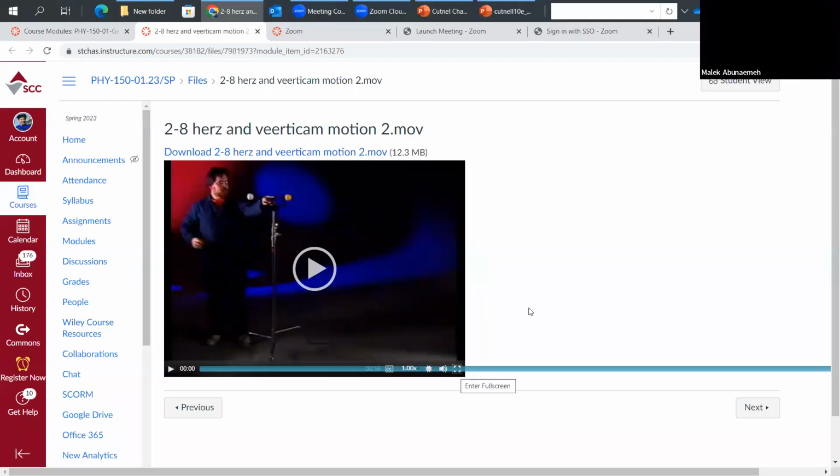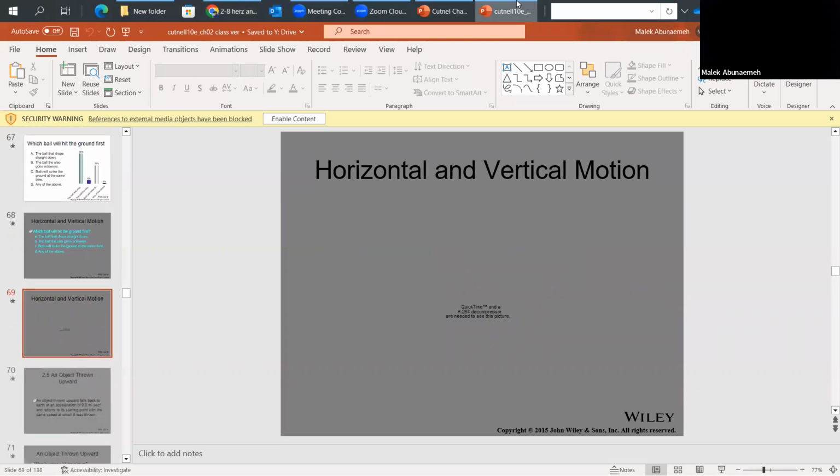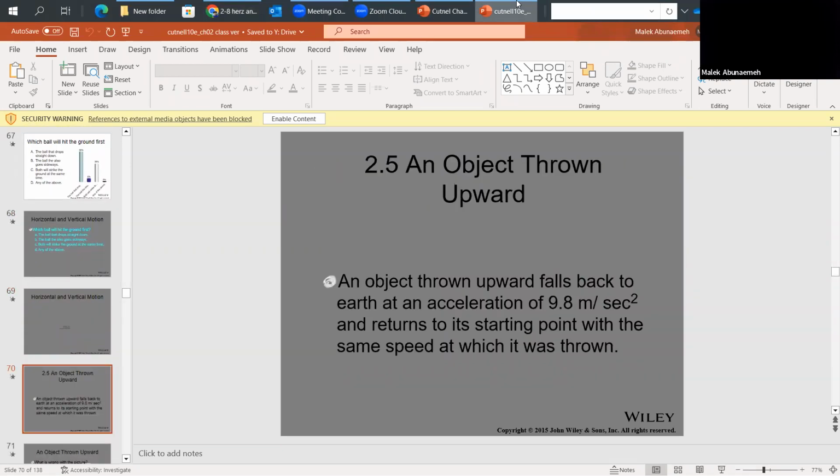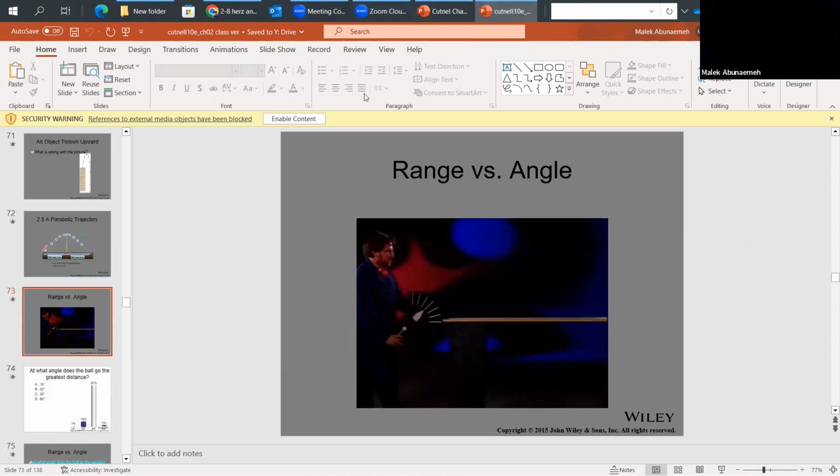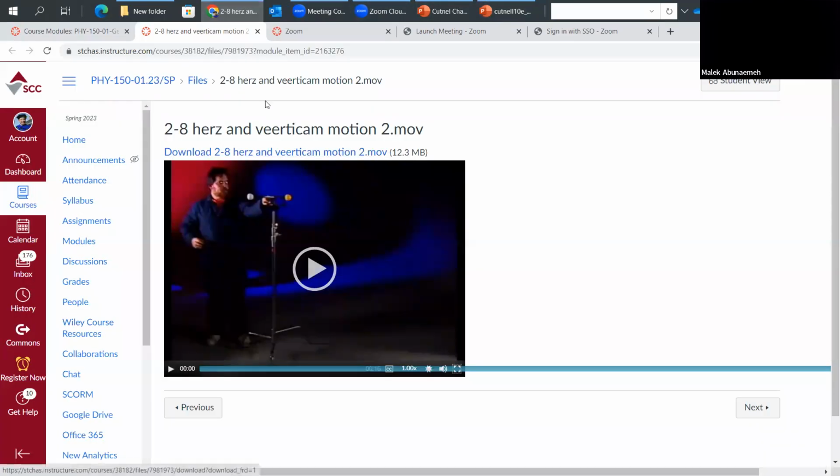And hence gravity accelerates both of them at the same time. Now, the object thrown upward falls back to Earth, accelerating at 9.8 meters per second squared, and returns to its starting point with the same speed as it was thrown. Okay. Now, when throwing, which angle actually goes the furthest distance? Let's go ahead and watch this over here.